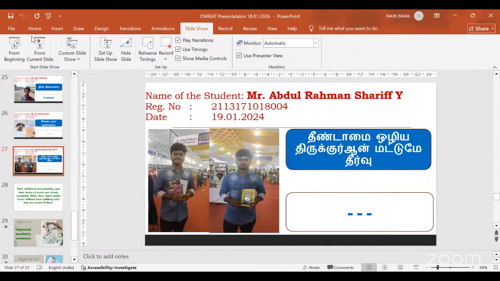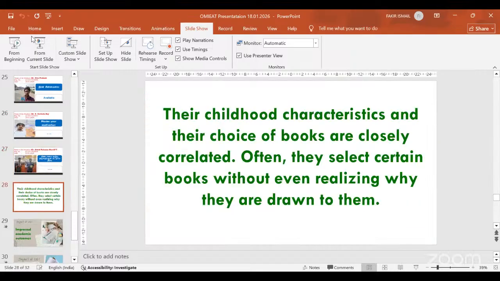So I have 46 students' replies. The main thing is that their childhood characteristics and their choice of books are closely correlated. But after +1, +2, college years, academic years, the childhood characters vanish. So what is our originality? Often they select certain books without even realizing why they are drawn to them. Why did I purchase it?